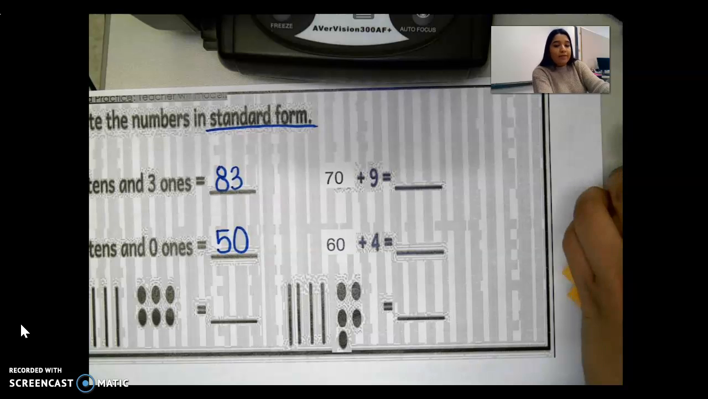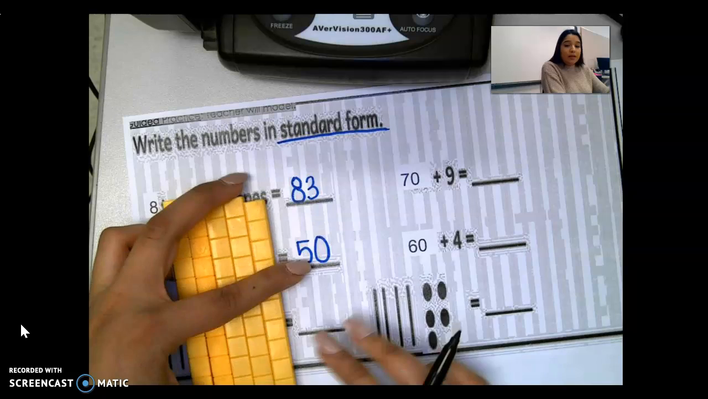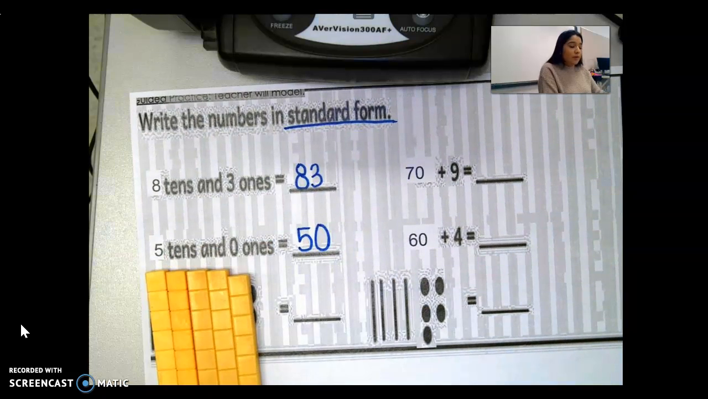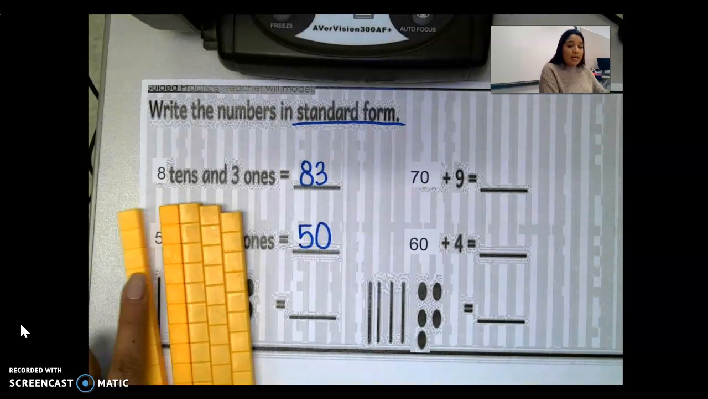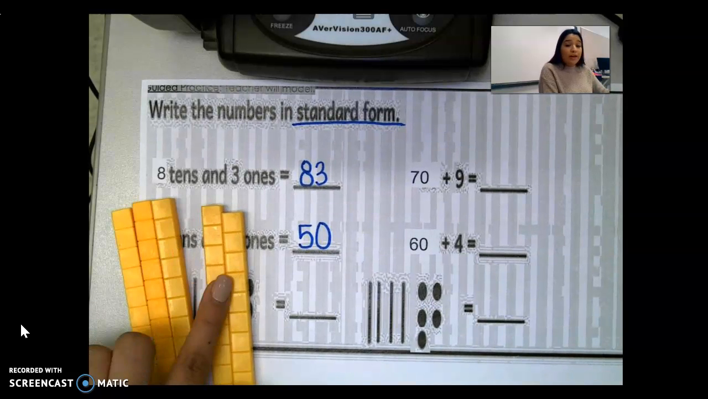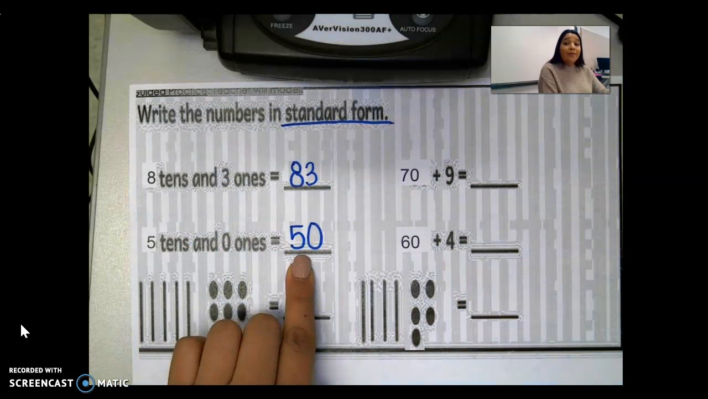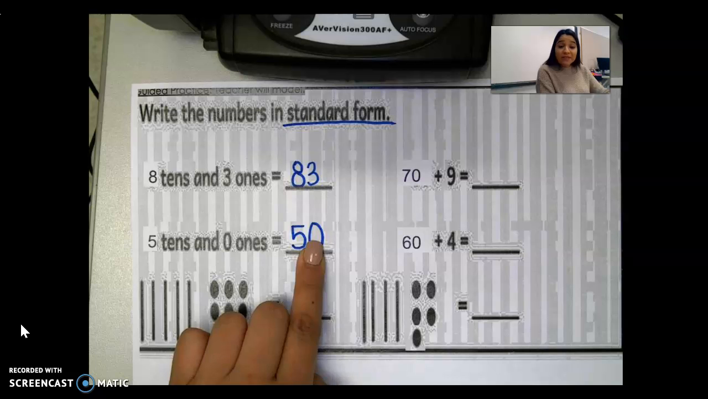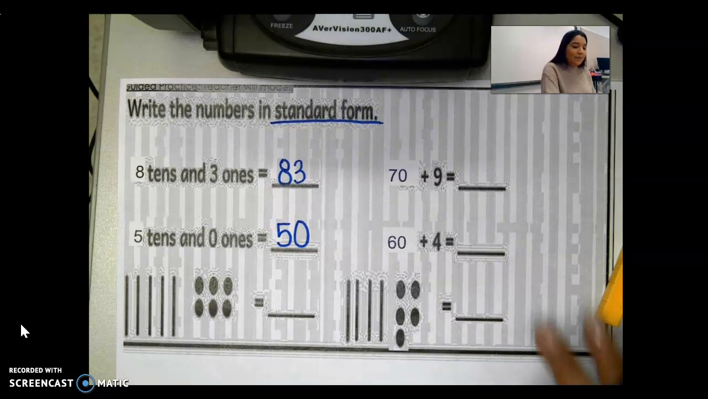So if we take 5 tens, I'm going to take 5 10 blocks, and we have 0 ones, so we don't have any ones. We're going to go ahead and count them by tens. So 10, 20, 30, 40, 50. Is that what we got? Yes, we got the number 50. So it helps if we can count by tens.